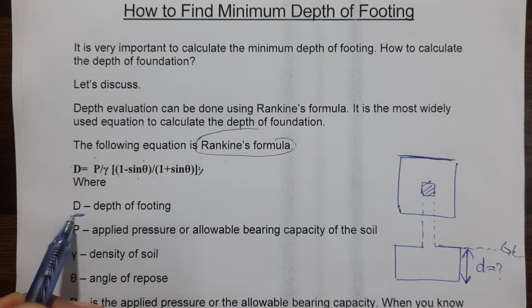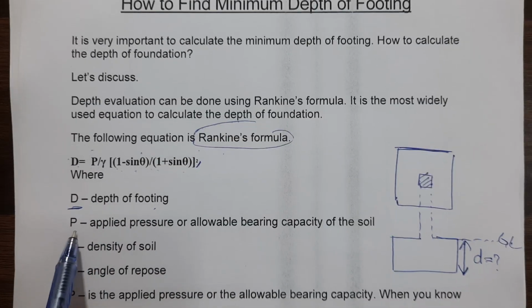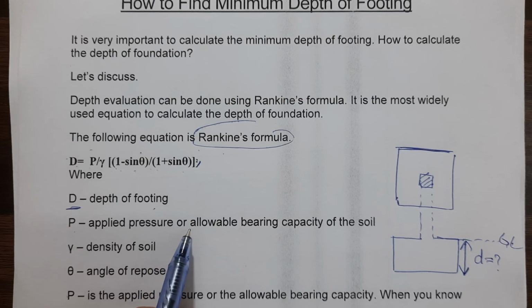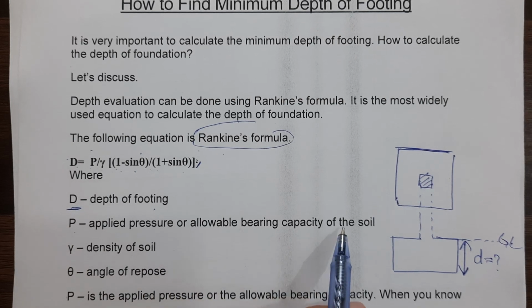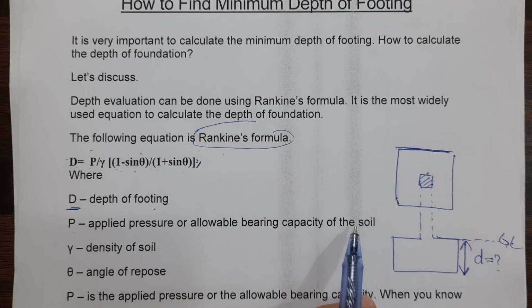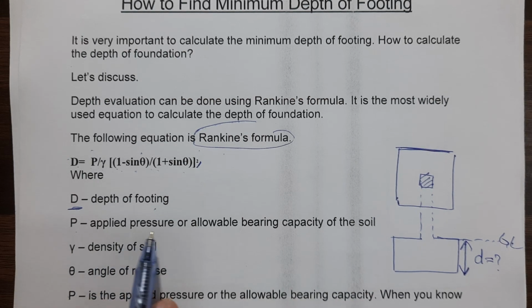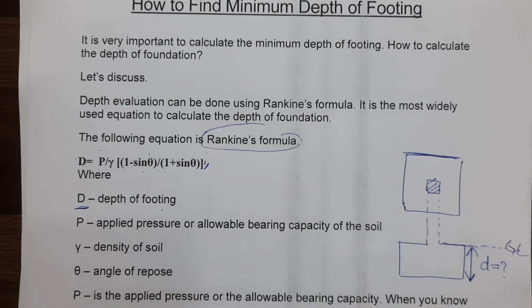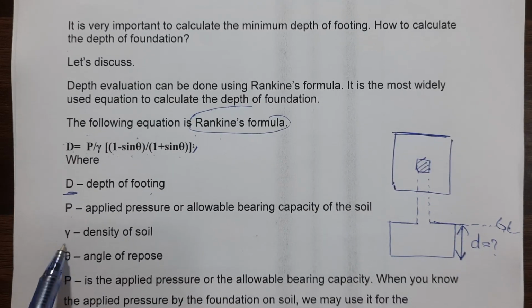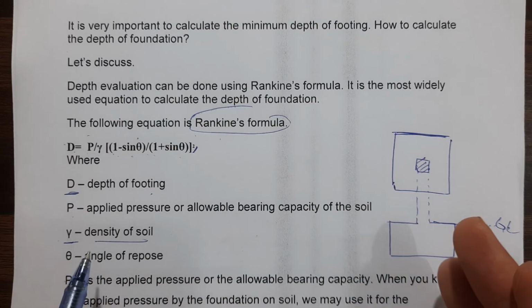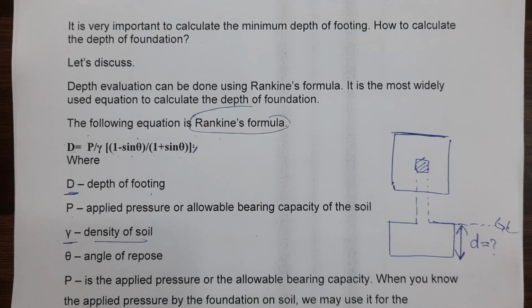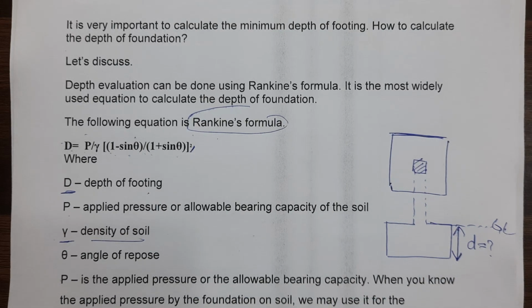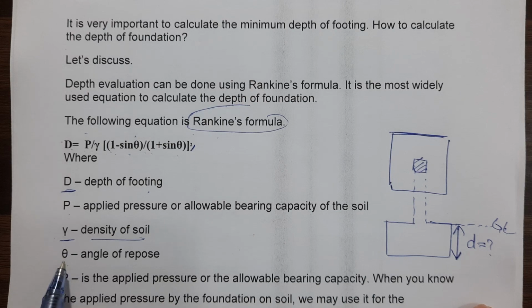Here D means the depth of footing, and P means the applied pressure or allowable bearing capacity of the soil. Gamma is the density of soil. Different types of soil have different densities. Now this theta angle is the angle of repose.